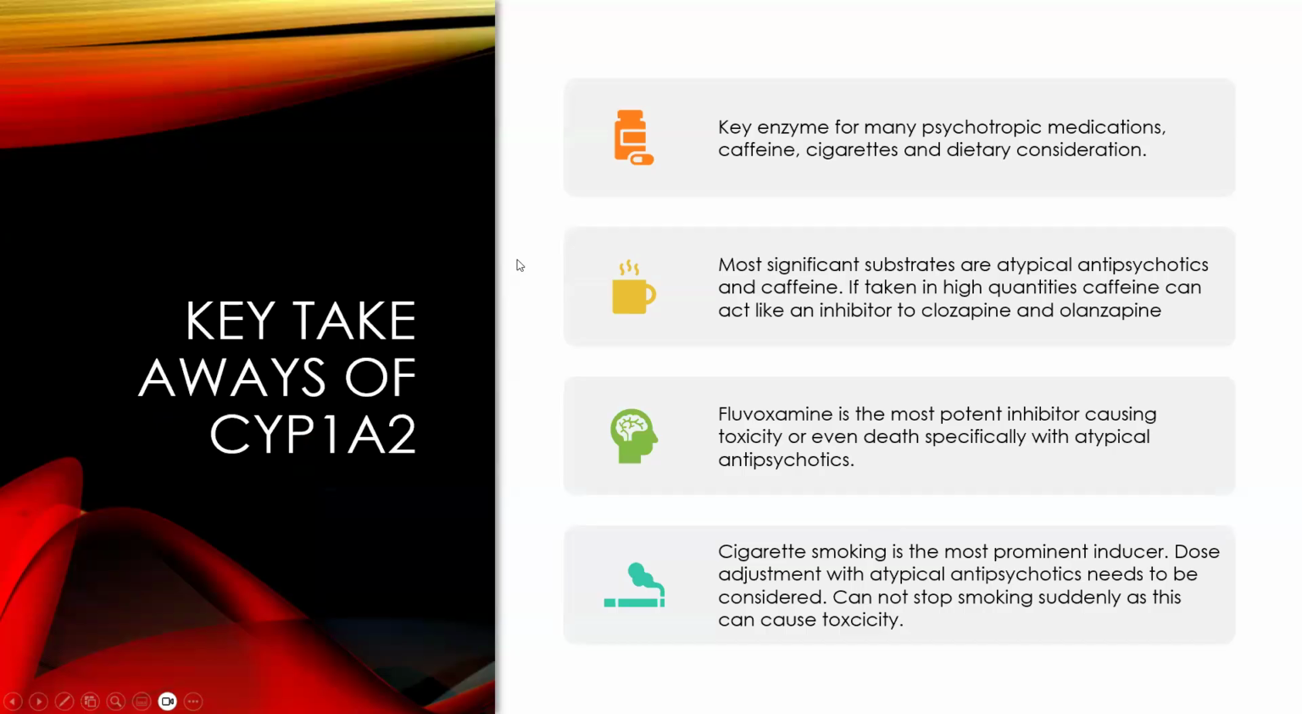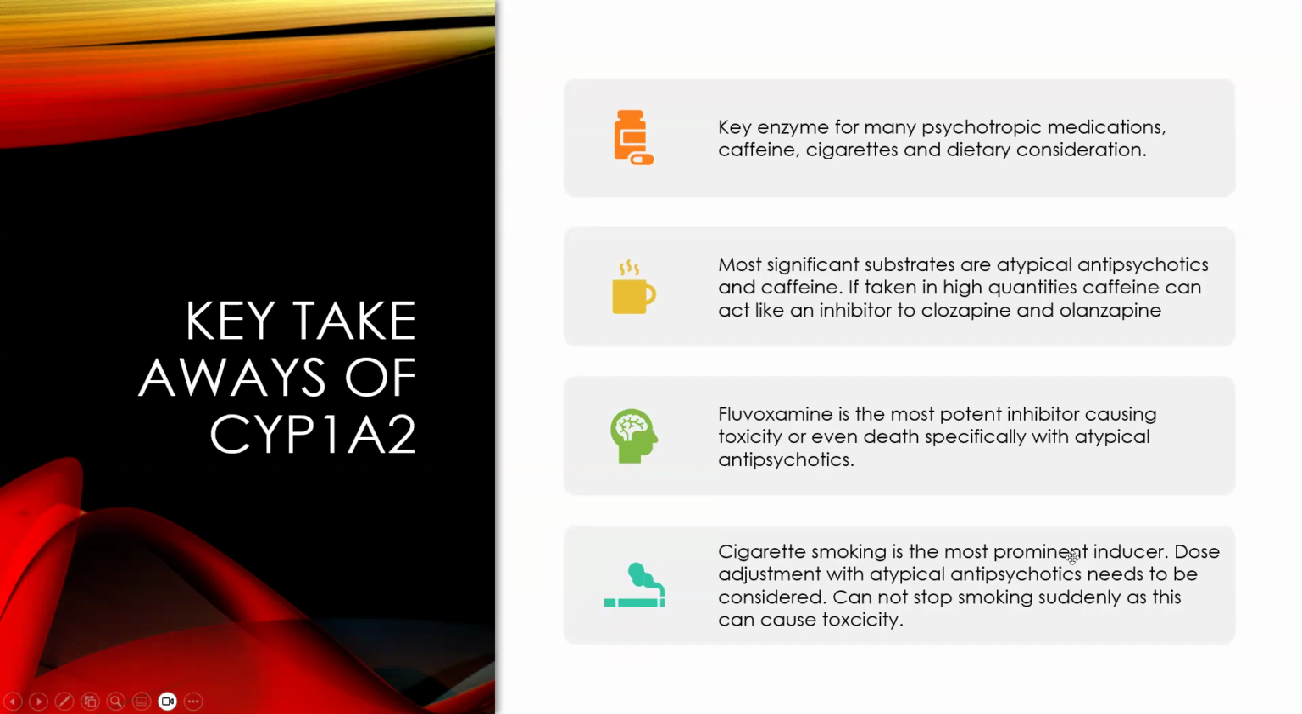Key takeaways of CYP1A2. It's a key enzyme for many psychotropic medications, caffeine, cigarettes, and dietary consideration. Most significant substrates are atypical antipsychotics and caffeine. If taken in high quantities, caffeine can act like an inhibitor to clozapine and olanzapine, the atypical antipsychotics. Fluvoxamine, or Luvox, is the most potent inhibitor, causing toxicity or even death, specifically with atypical antipsychotics.